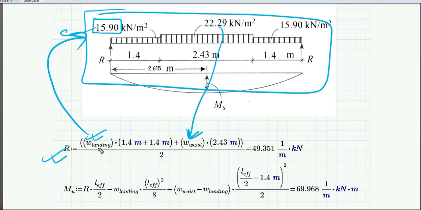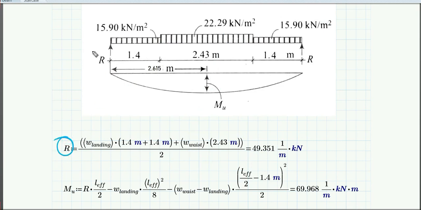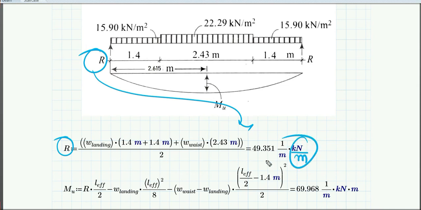So W landing into 1.4 into 1.4, sorry, that will be the total load over the landing, and this is the total load over the going. 2.43 divided by 2, that will give you 49.351. So this is the reaction R. R value is nothing but 49.351 kilonewton per meter.